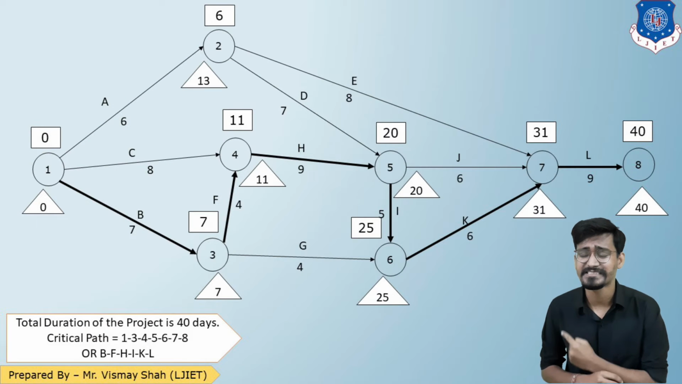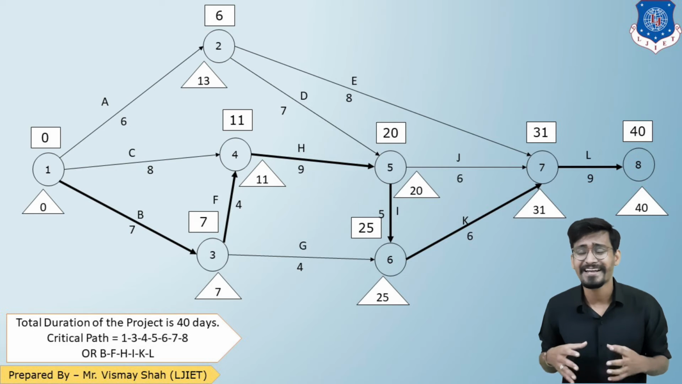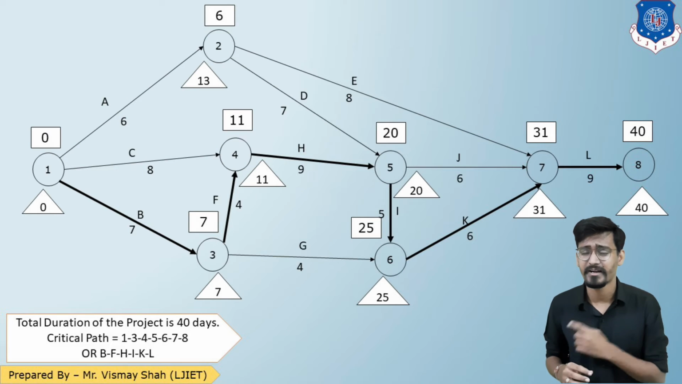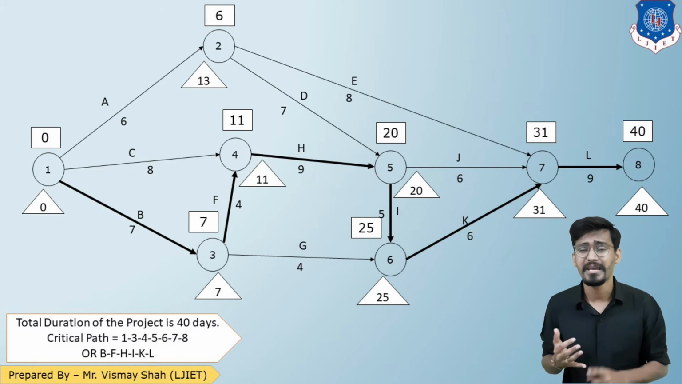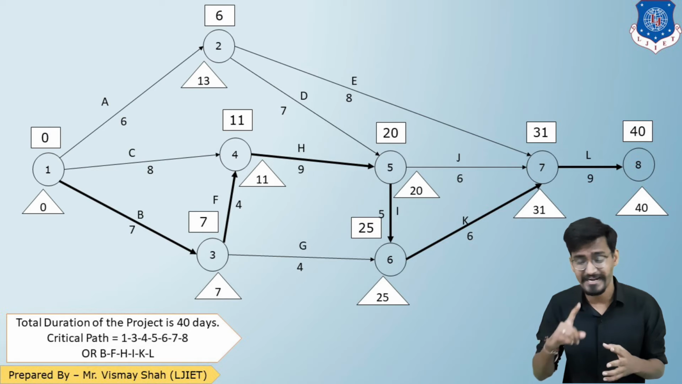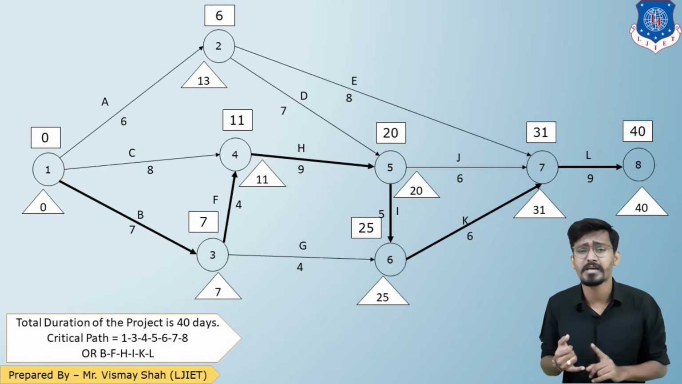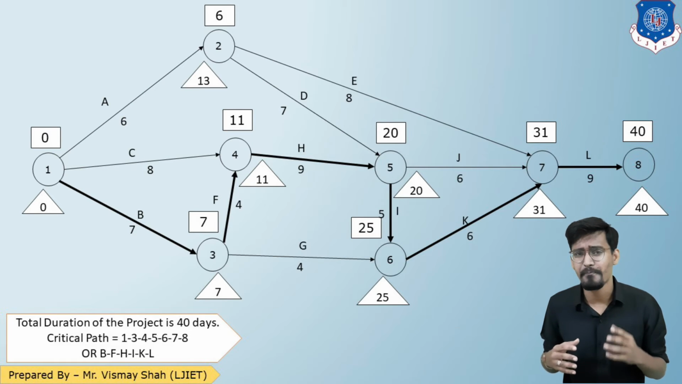So here, as you can see in the network, I have darkened B, F, H, I, K, L. So that is my critical path, and I have written down the critical path as B, F, H, I, K, L. See, students, critical path is a path on which all the activities must be completed on time. If not, it will affect the total project duration. Alright, so that is total float and the critical path. So I got the second answer. What is the critical path?